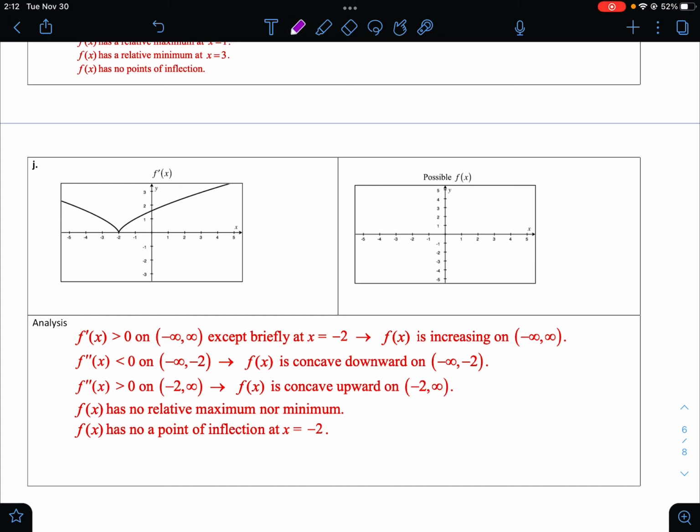So maybe our graph looks something like this. Concave down, concave up. Increasing the whole time.